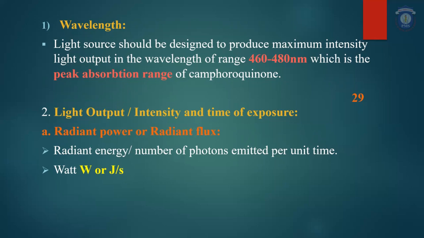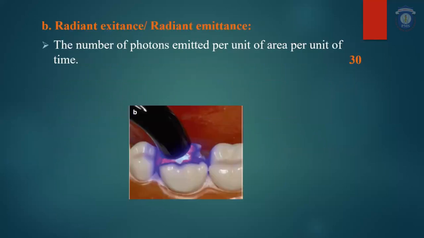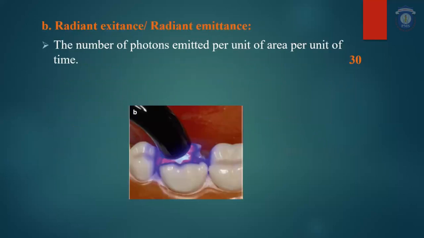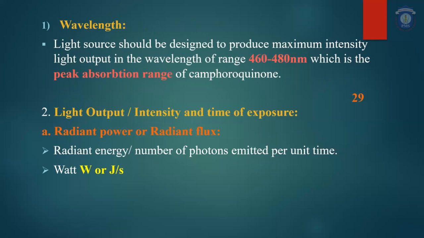Next is the intensity and time of exposure. Intensity and time of exposure are expressed using two terms. One is radiant flux, other is radiant emittance. Radiant flux is the number of photons emitted per unit time, and radiant emittance is number of photons emitted per unit area. So the number of photons emitted per unit time and also per unit area are very important factors which will affect the degree of conversion.